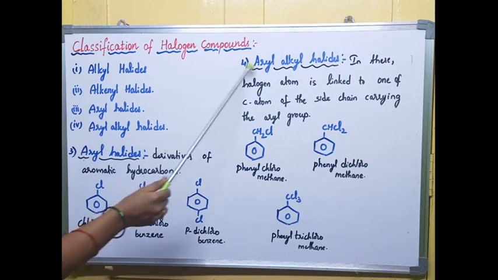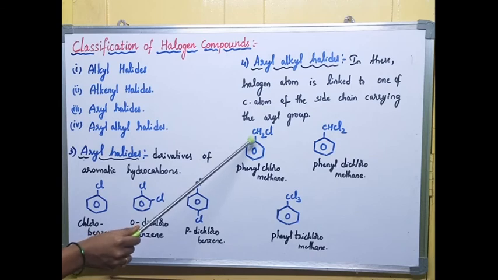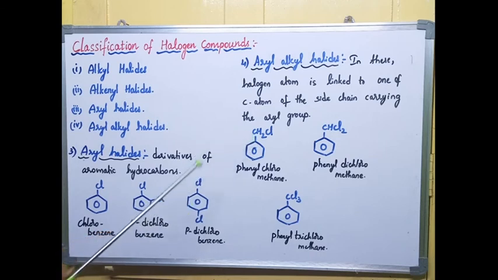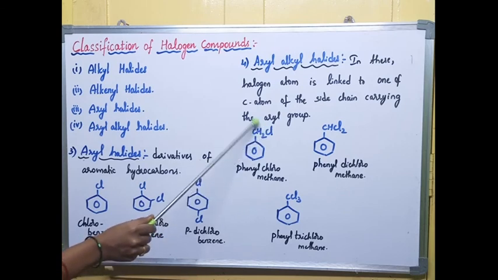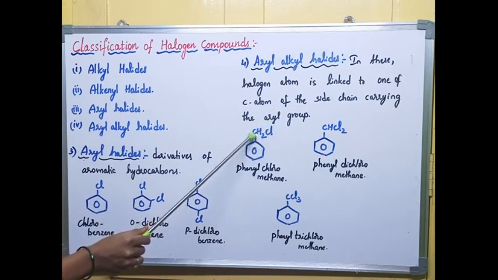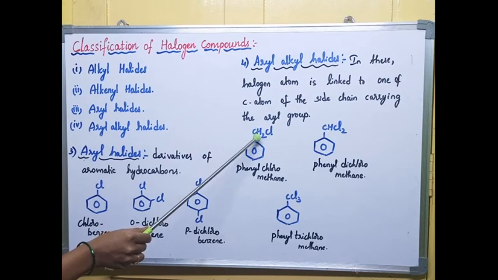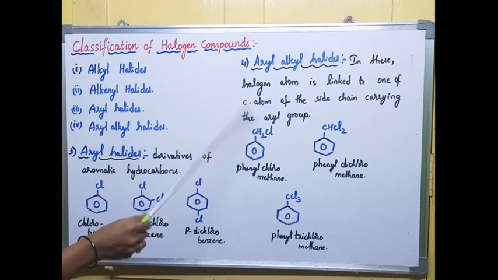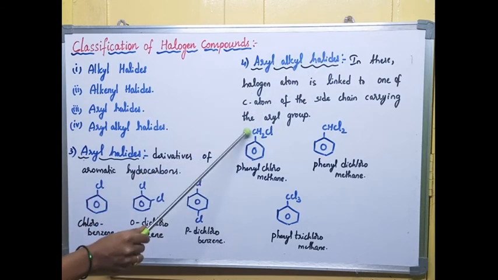Next we can see aryl alkyl halides. In these compounds, the replacement mainly takes place at the side chain of the benzene ring, not on the benzene ring. You can see the benzene ring is attached to a side chain, CH2. Actually this is CH3, in which one hydrogen is replaced by Cl, so it became CH2Cl. Whenever we replace one hydrogen atom of the side chain of the benzene ring with a halogen, we call it an aryl alkyl halide. This is the aryl group, this is the alkyl group, so it is an aryl alkyl halide.